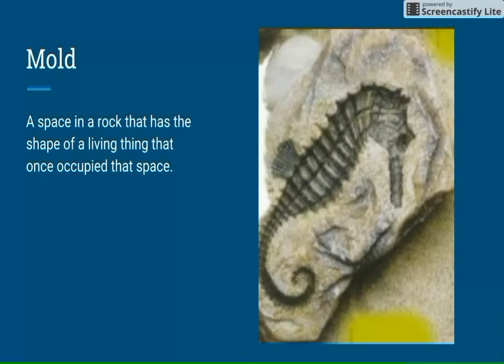And a mold fossil is a space in a rock that has the shape of a living thing that once occupied that space. So, this one's a little bit different from the cast, because this would be like if you took a cast and you filled it with some type of material or air, nothing filled it, and the bones and skin deteriorated. That opening is considered a mold. So, the cast, if you were to pour some type of wax into it, you could then have a mold fossil, and it's in the shape of the actual organism.